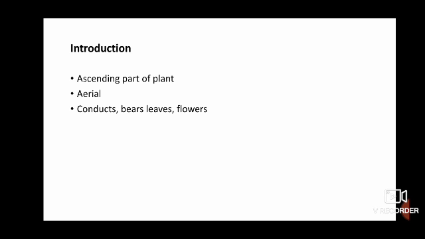Now, what is a stem? The stem is the ascending part of the plant axis. Generally, it is aerial in its growth and bears leaves and flowers.